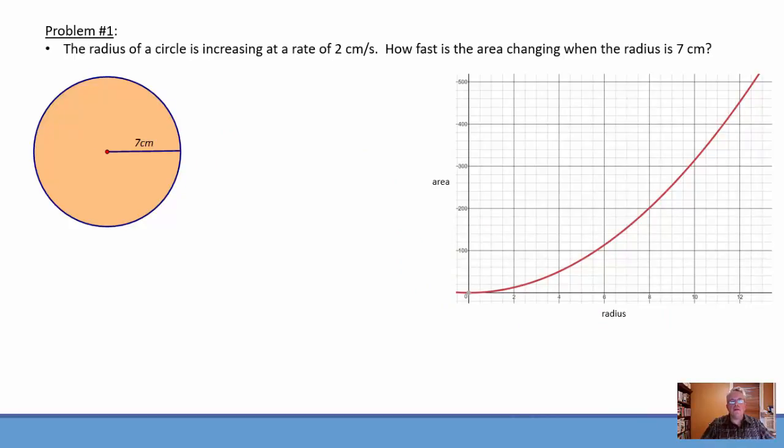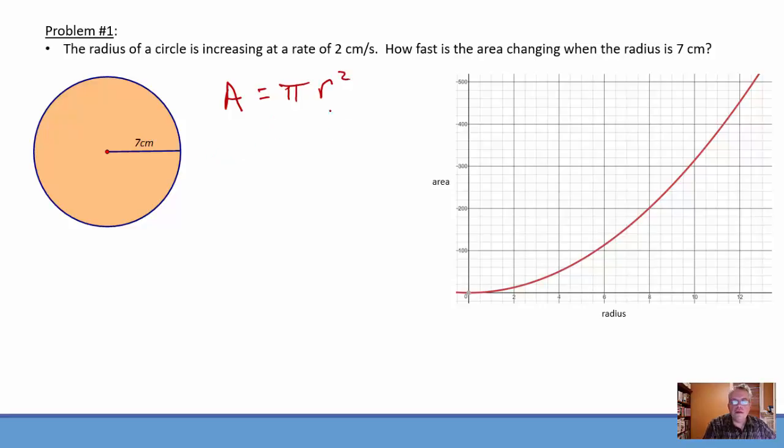Okay, in this problem we have a circle of radius 7 centimeters. And the radius is increasing at a rate of 2 centimeters per second. So the area would be getting larger as well. In fact, the problem is how fast is the area changing when the radius is 7 centimeters? Well, to start a problem like this, we have to start with a formula that relates the two quantities, radius and area. So we know for a circle that area is equal to pi times the radius squared.